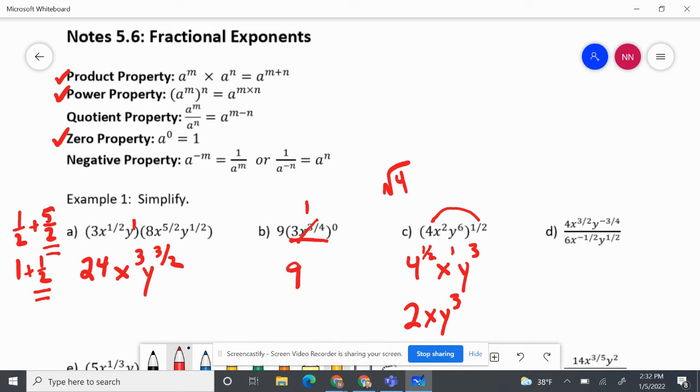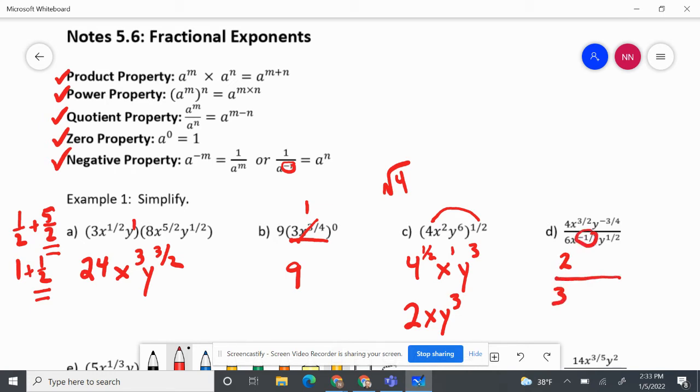Then what we have is the quotient property. When we divide, we subtract. And I'm going to combine this with the negative property. Whenever I have a negative exponent, I flip it from the top to the bottom or the bottom to the top. So looking at letter D, 4 over 6 reduces to 2/3.